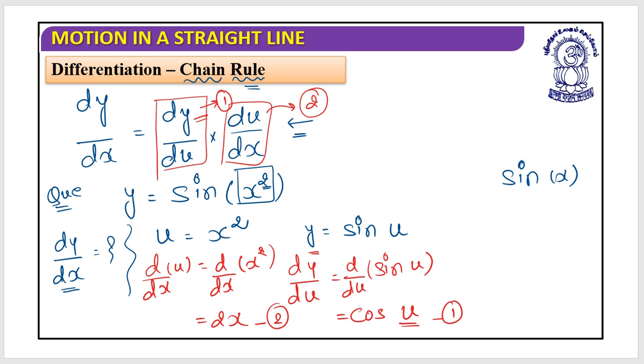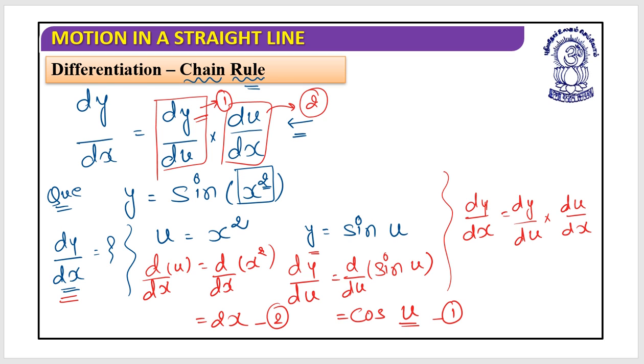Yes. Now what I should do is, because I have not been asked dy by du or du by dx, what I have been asked is dy by dx. So I should multiply these: dy by dx is dy by du multiplied by du by dx. So dy by du is cos of u, multiplied by du by dx, which is 2x.